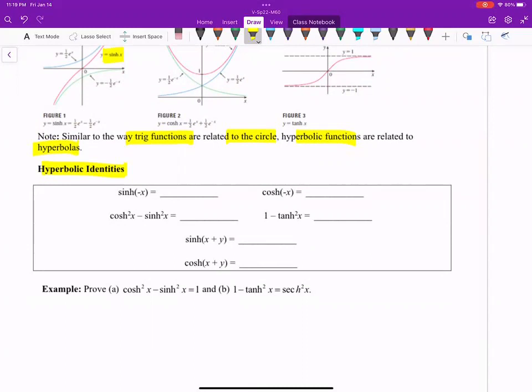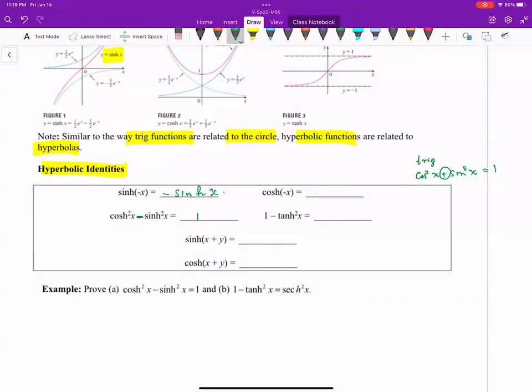The sine hyperbolic of negative x is negative sine hyperbolic x. Now cosine hyperbolic square x minus sine hyperbolic square x equals 1. Note the change. In trigonometry, we know that cosine square x plus sine square x equals 1, the Pythagorean identity, where you have a plus sign in between. Now you have a negative sign in between and it becomes 1.